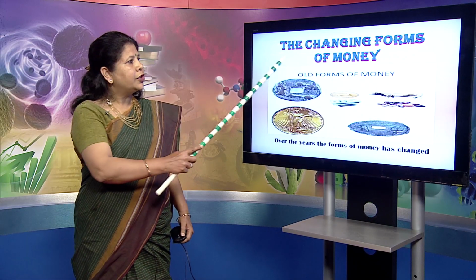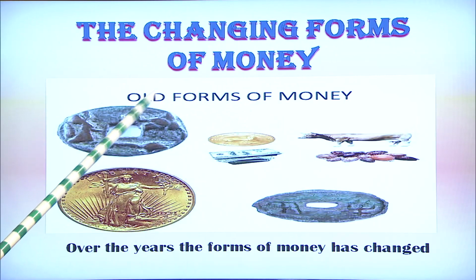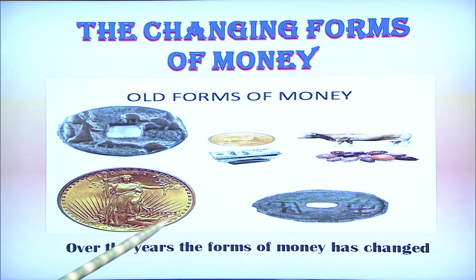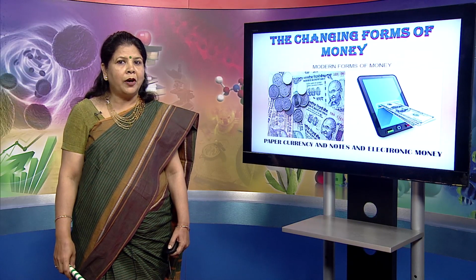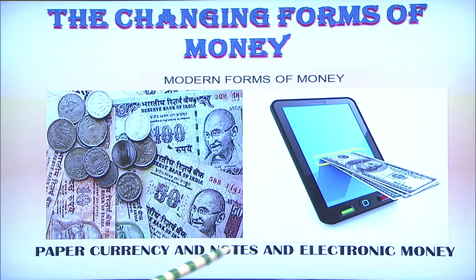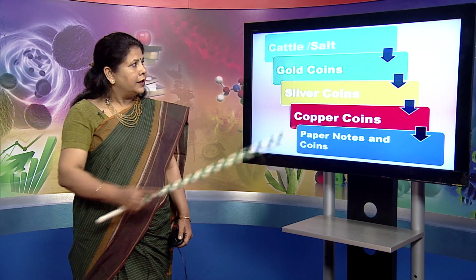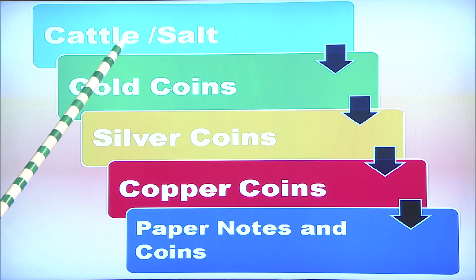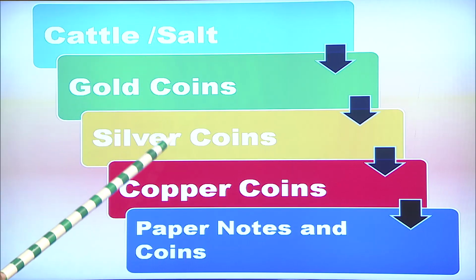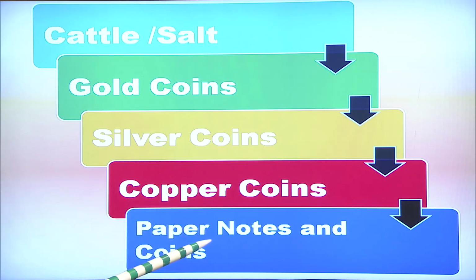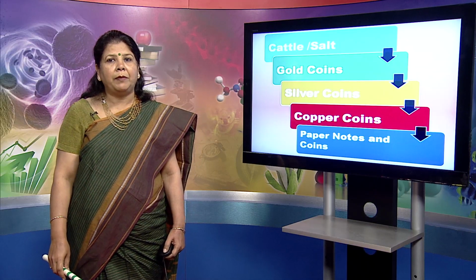Let us now understand the changing forms of money. The old forms of money, as you can see, have been evolving from cattle to salt to seashells and then to various metallic coins, with a hole in between so they could be strung or put into a kind of necklace form. And the modern forms, yes, they are paper currency and notes, and of course the now evolved electronic money. The diagram here explains how money has evolved from cattle or salt to gold coins, silver coins, copper coins, and now paper notes and coins, and very soon it will be paperless money.